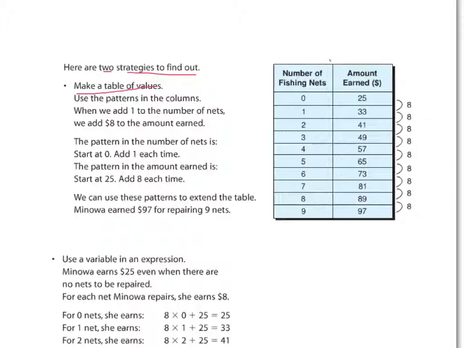So we know first thing, she gets $25 automatically for showing up to work, I guess. And then for each net that she repairs, she gets an extra $8. So one net, she would get $33. Two nets, she would get $44. And each time we're adding 8, okay? And we're continuing that table. Four nets, $57. Five nets, $65. Six nets, $73. We're adding 8. Seven nets, $81. Eight nets, $89. And nine nets, $97. We've added 8 each time.